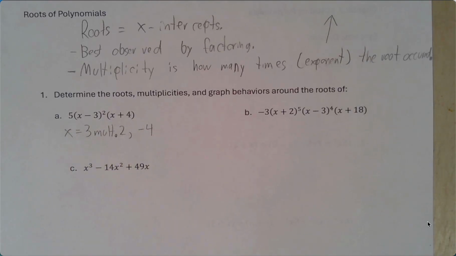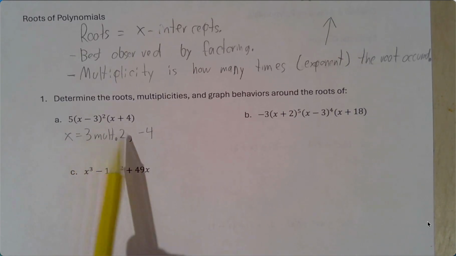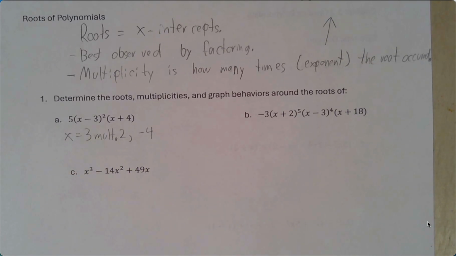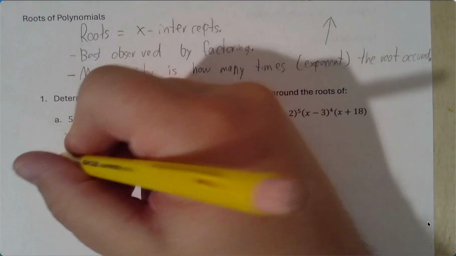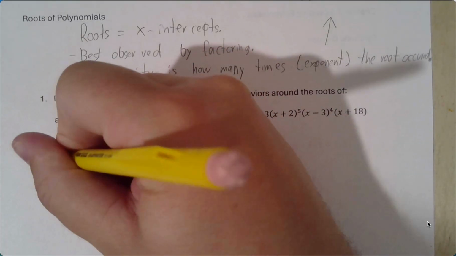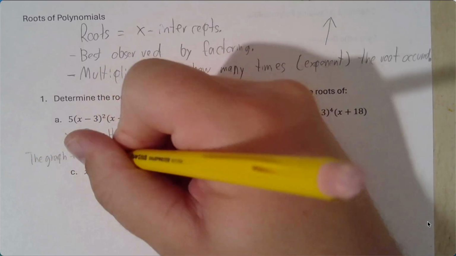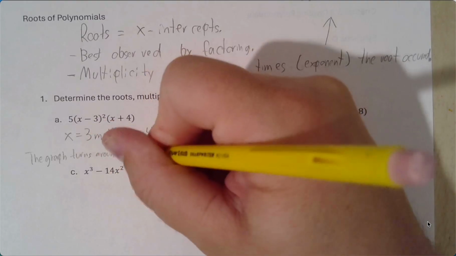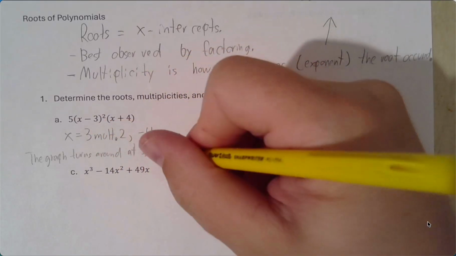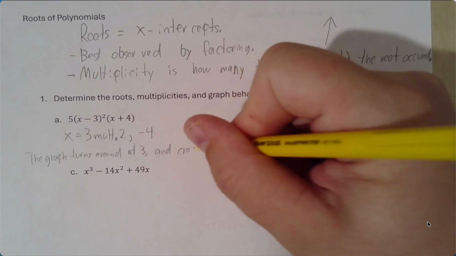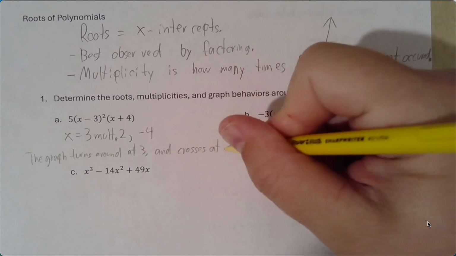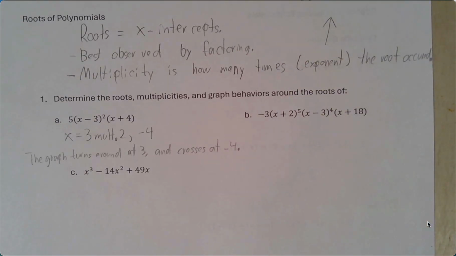The next box is going to say which root occurred twice and which root occurred once, and they're going to be multiple choiced out. But you would say 3 occurred twice or an even amount of times, -4 occurred an odd amount of times or once, depending on how it says it. And so what we're then going to say is the graph turns around at 3 and crosses at -4.